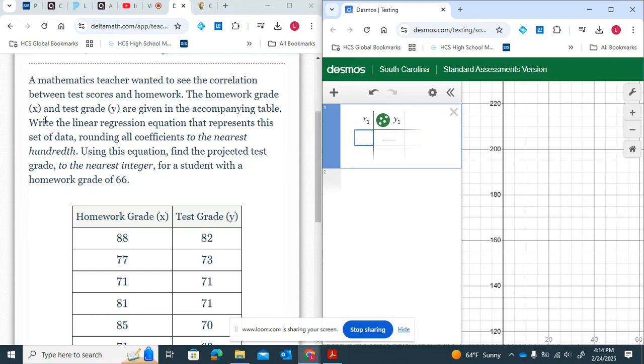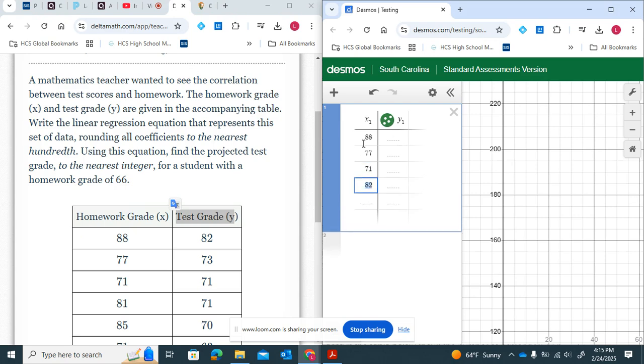And again, it says first, write the linear regression that represents the set of data, rounding all coefficients to the nearest hundredth. So we need to do the same exact thing. This time, X is homework grades and Y is test grades. So we can type in 88, 77, 71, 81, not 82, 85.